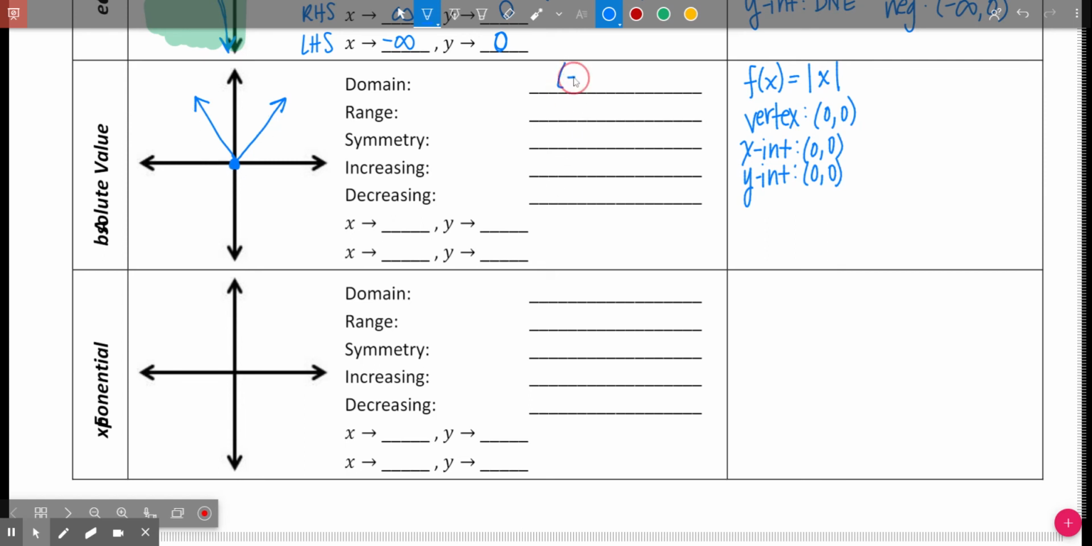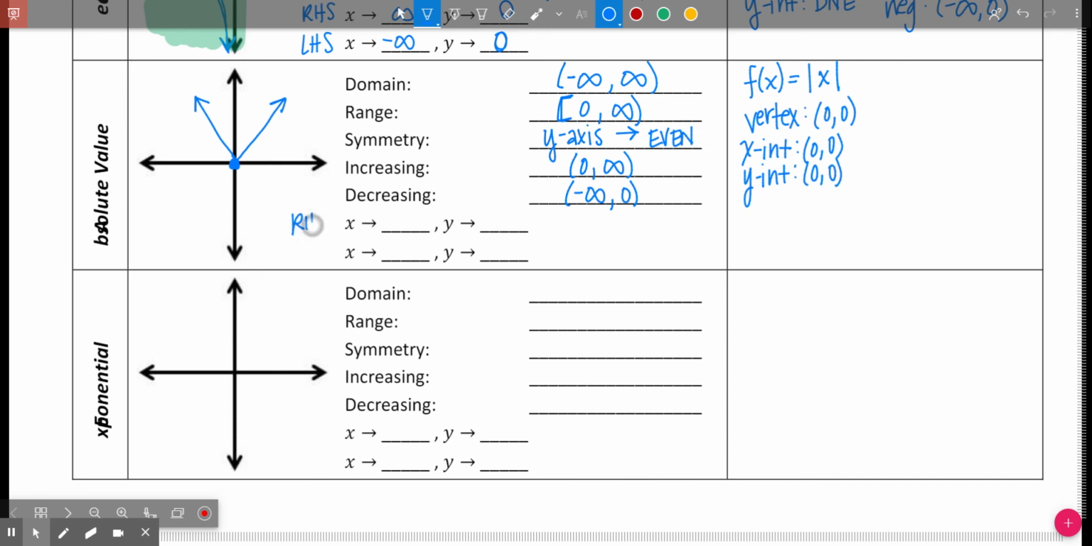The domain, just like a quadratic, is negative infinity to infinity. The range, just like a quadratic, is 0 to infinity, and y can be equal to 0. The symmetry, just like a quadratic, is symmetric to the y-axis, and that makes it an even function. I am increasing on the interval 0 to infinity and decreasing from negative infinity to 0.